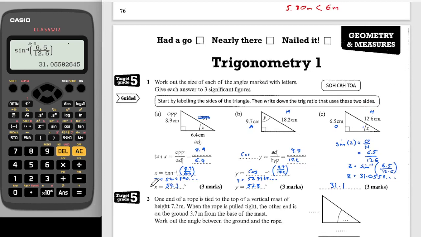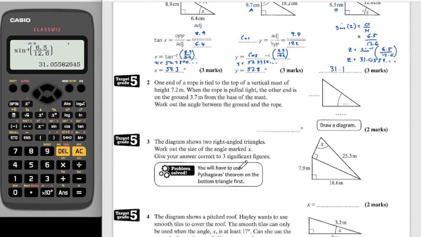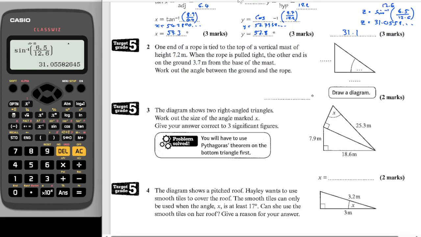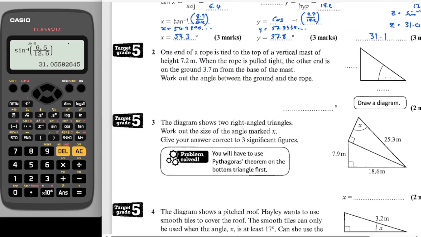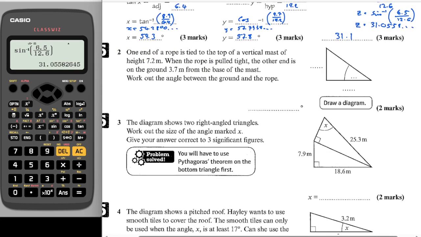Okay, so question 2. Let's zoom in a little bit. One end of a rope is tied to the top of a vertical mast of height 7.2. I'm going to put this information into the diagram as I read it. 7.2. When the rope is pulled tight, the other end is on the ground 3.7 meters from the base of the mast. So 3.7 there. Work out the angle between the ground and the rope. I'm going to call that X for now.